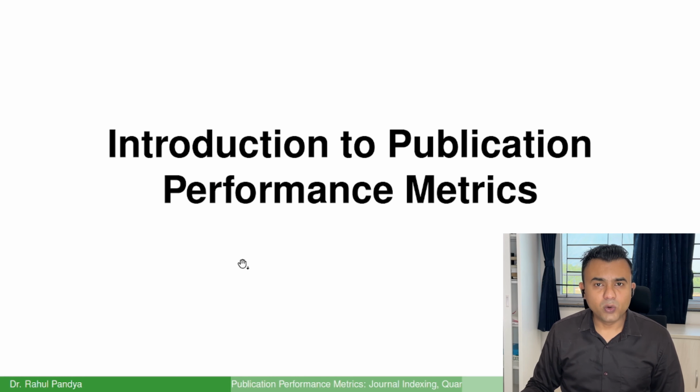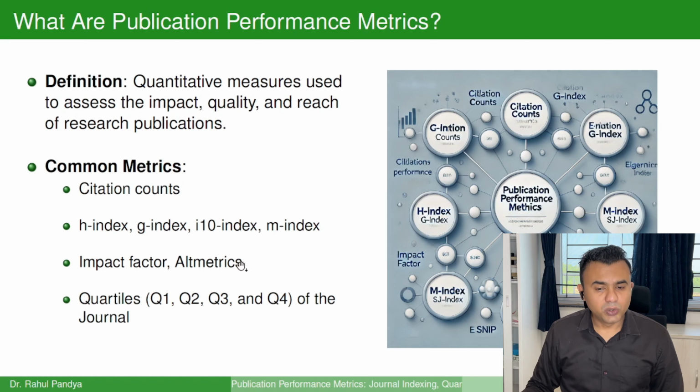In this section, let's begin with the introduction to the publication performance matrix. As we know, the quality of the researcher's work is measured by various performance metrics. The basic definition of that is the quantitative measurement used to assess the impact, quality, and reach of the research publications.